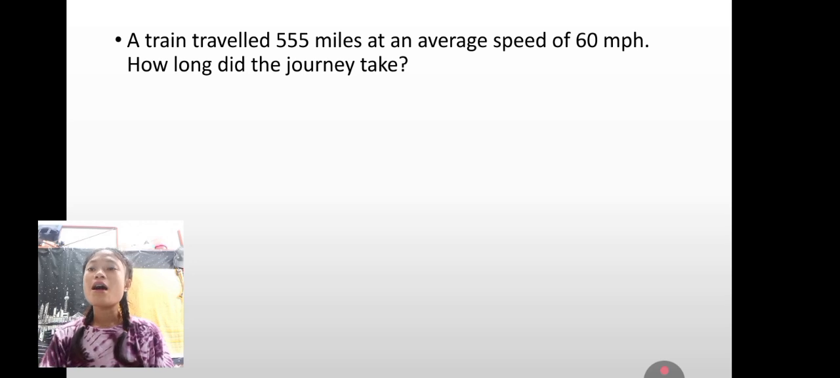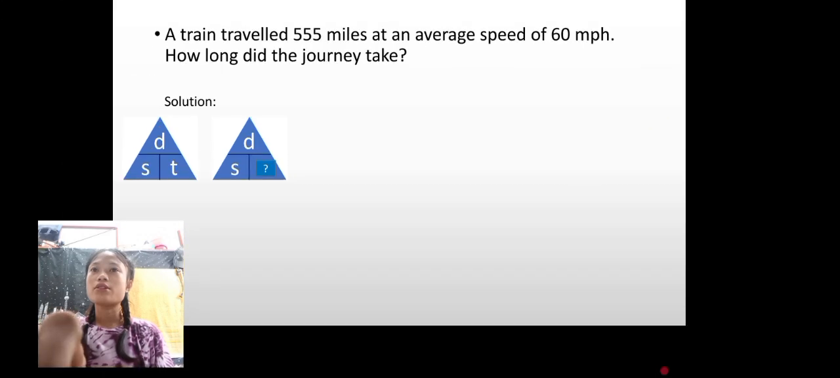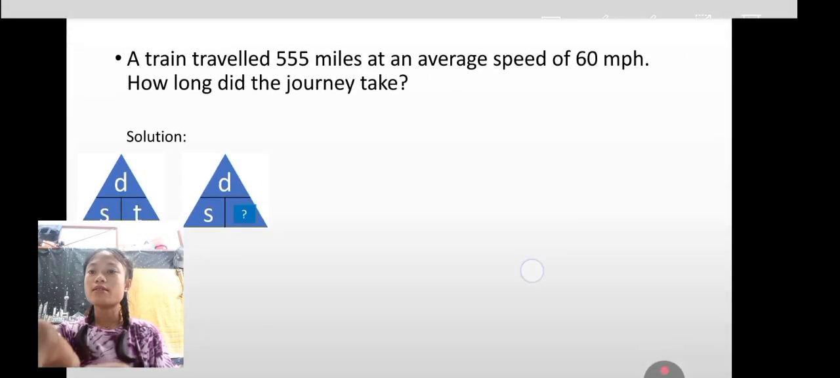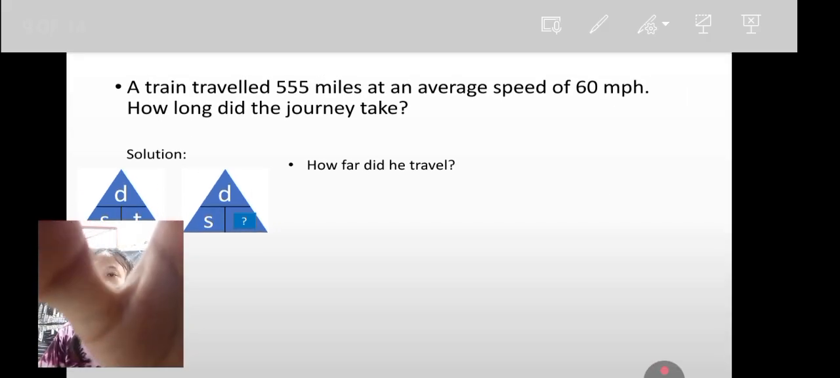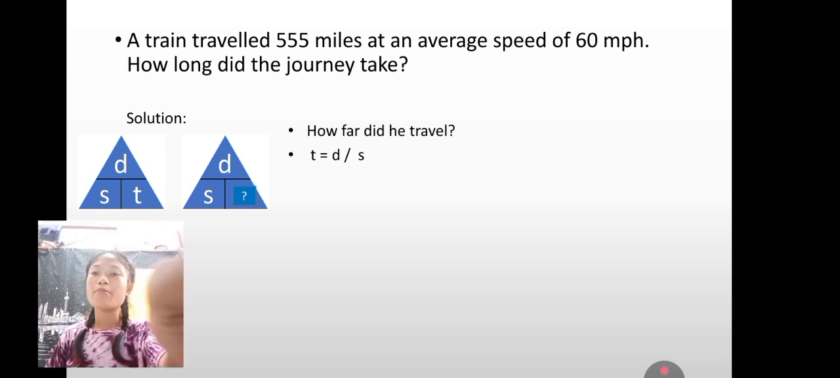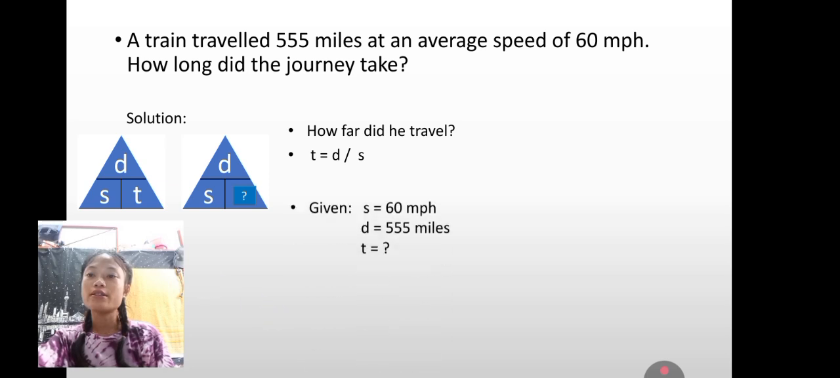Next problem. A train traveled 555 miles at an average of 60 miles per hour. So, how long did the journey take? How long? The first step is identify what's being asked. Second step, write down the formula. T is equals to D over S.